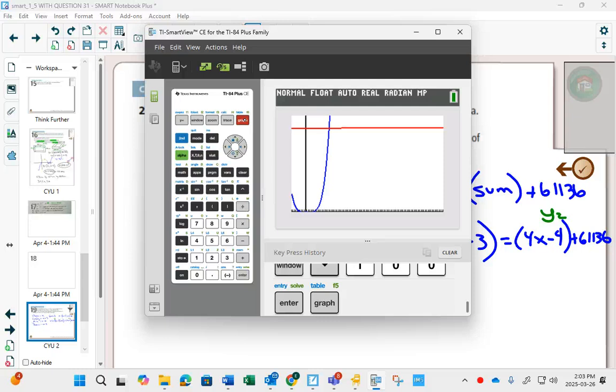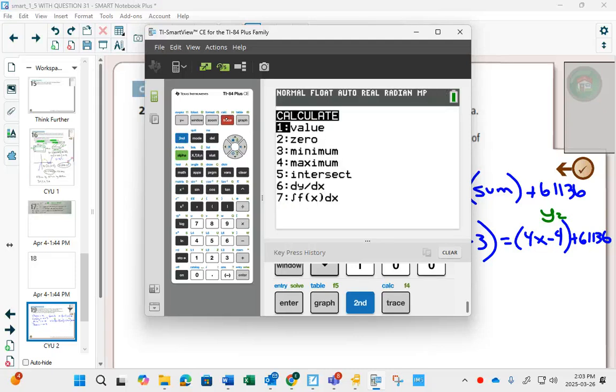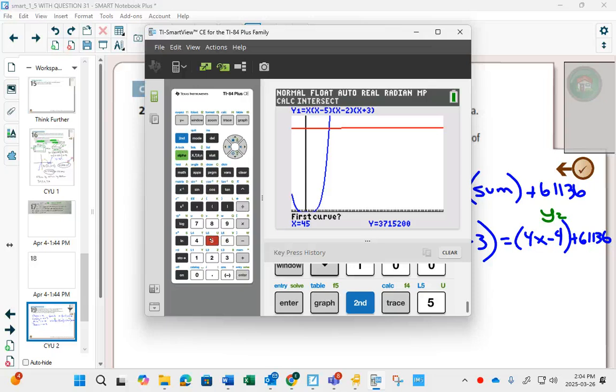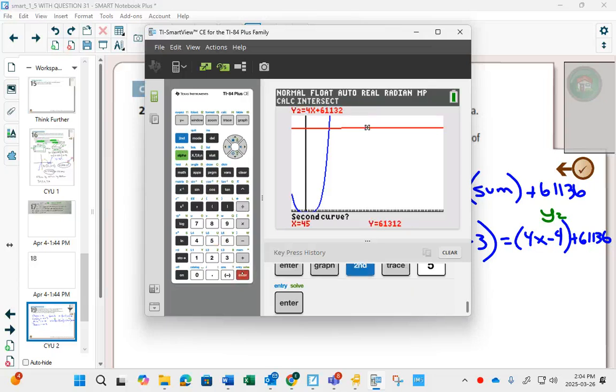So I want to set my window up so I can see the two graphs intersect, and then I can second calculate. Number 5 is intersect. Enter on the first curve, push enter. Enter on the second curve. It automatically switches from one to the next. Push enter. Yes, push enter again. And it finds it at 17.